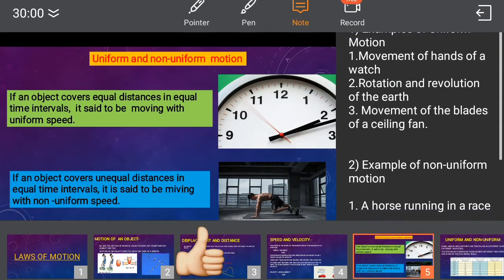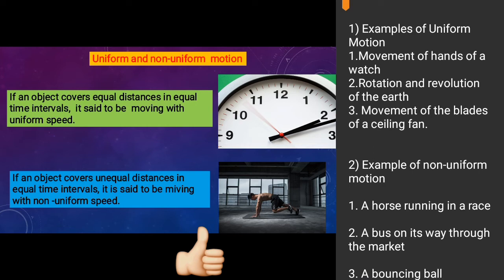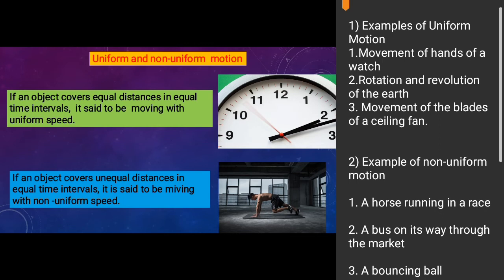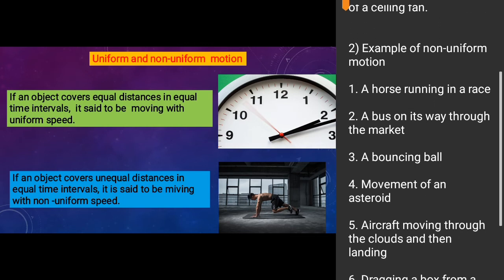Now I will take you quickly through the notes of uniform and non-uniform motion. Please note down the examples of uniform and non-uniform motion. You may pause the video for the examples. Movement of hands of a clock, rotation and revolution of the earth, movement of blades of a ceiling fan are all examples of uniform motion. So what do we observe over here? That the hands of a clock all move with the same velocity at the same time.